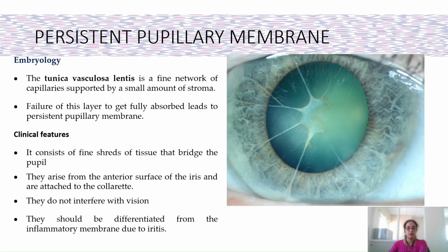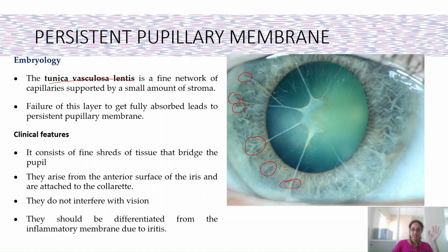The next congenital anomaly is persistent pupillary membrane. The lens is supplied by a fine network of capillaries known as the tunica vasculosa lentis, which gets absorbed by the time the child is born. A failure of this absorption leads to the formation of a spider web-like appearance on the pupil. You see fine shreds of tissue that bridge the pupil, and if you trace the edges, they are attached to the collarette, which is the embryologic origin of the tunica vasculosa lentis.